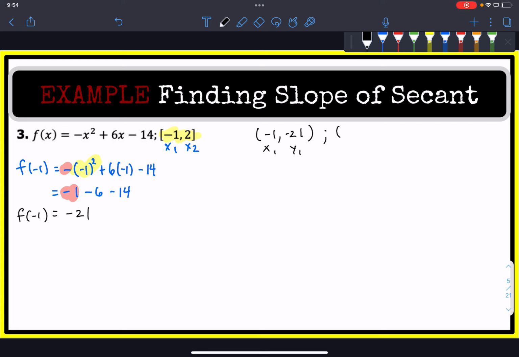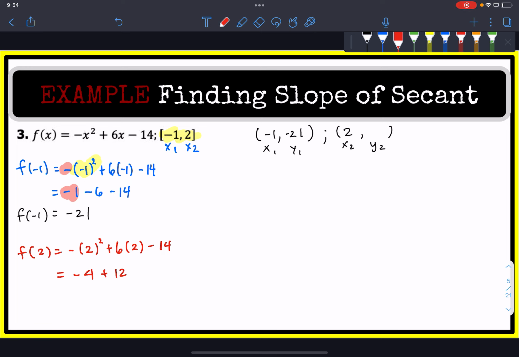Now I know that x2 is 2, I just need to figure out the y2. So I do the same thing. I now evaluate my function at 2. So I replace now all of the x values with 2. And I get -4. And this is equal to -4 plus 12, that's equal to 8. So -6.